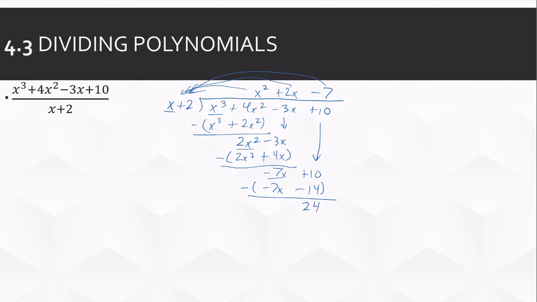Nothing else to bring down, so that is our remainder. So I have x squared plus 2x minus 7 plus the remainder over the divisor.